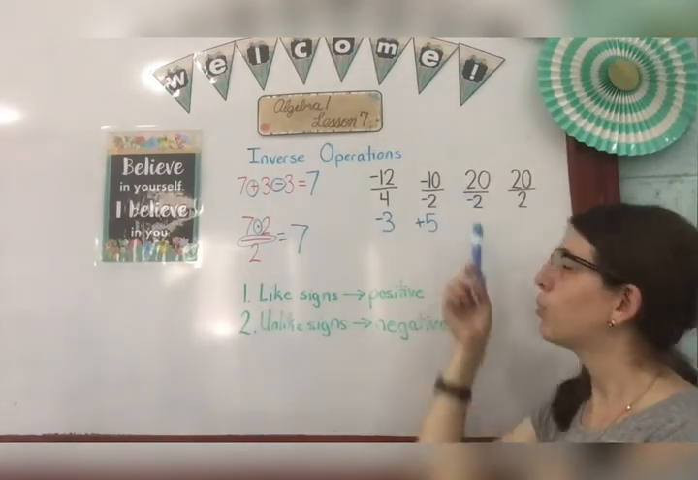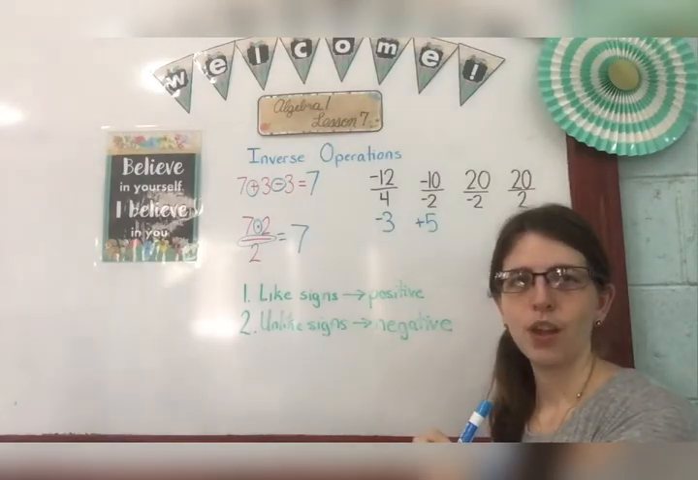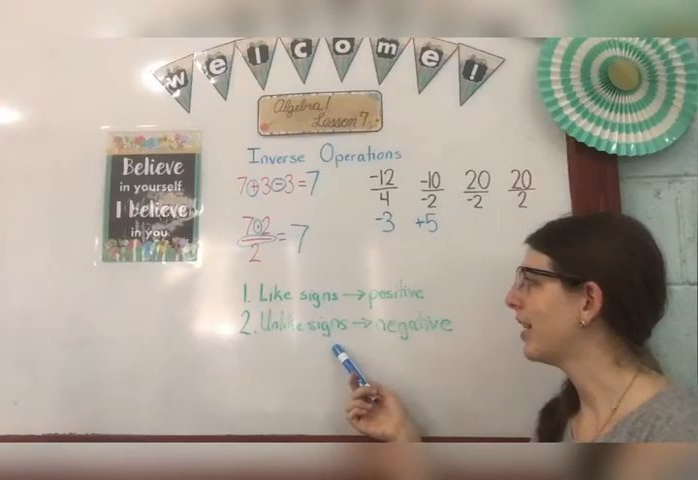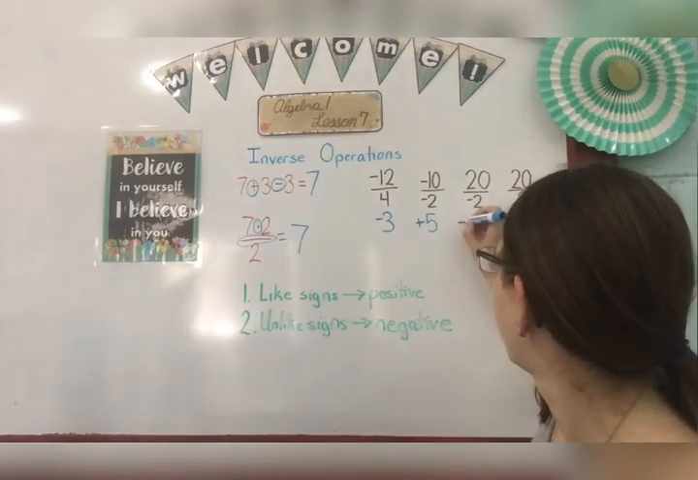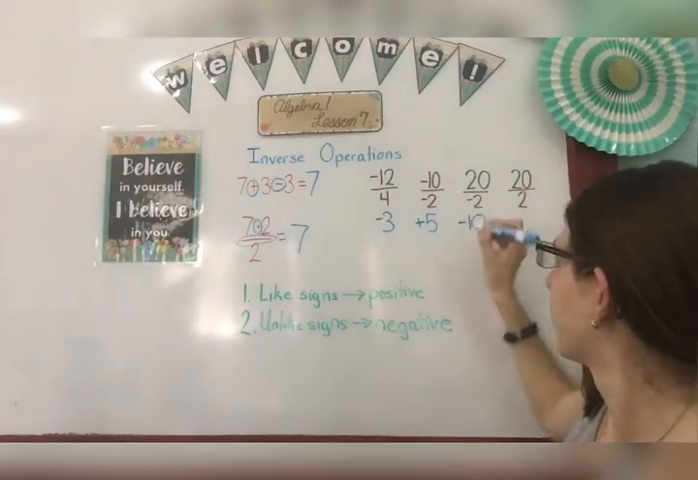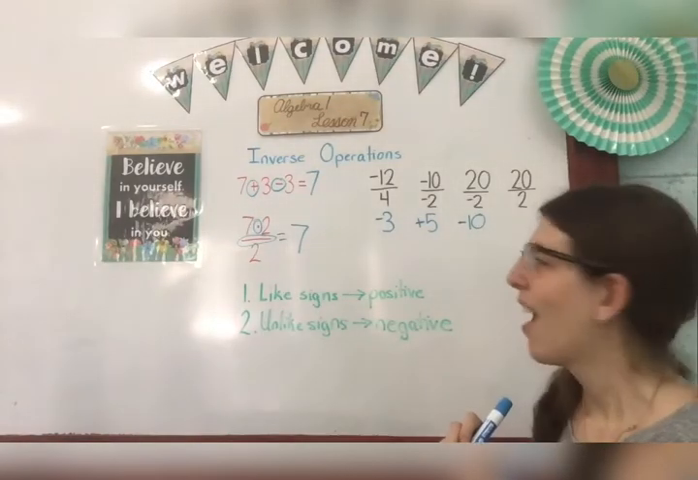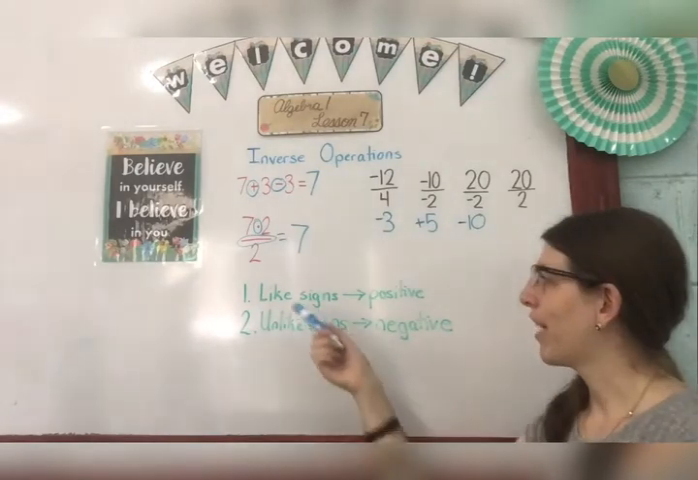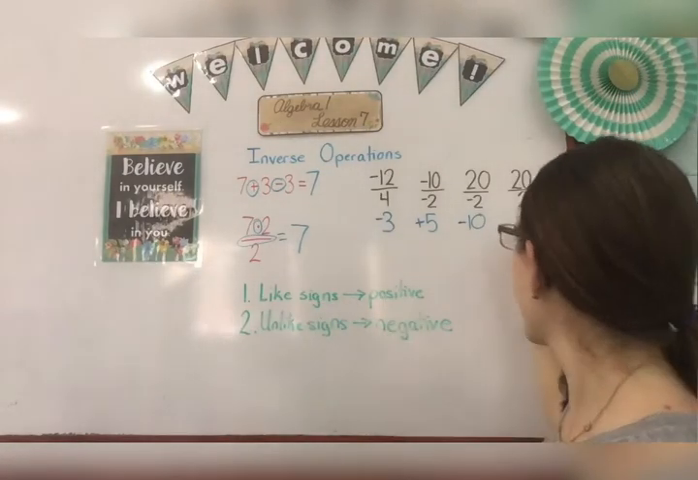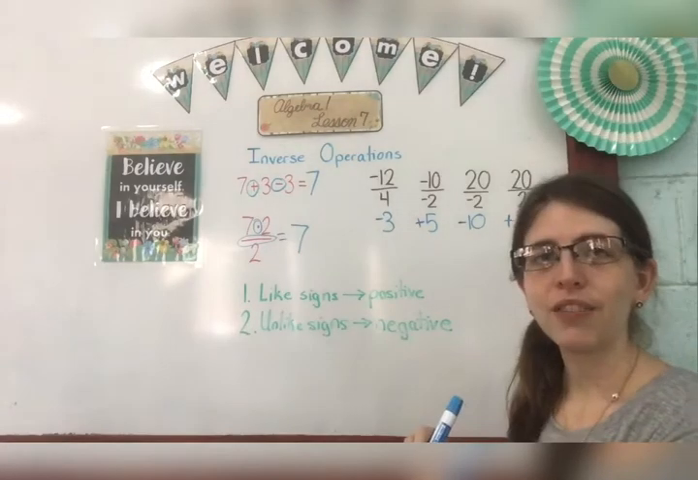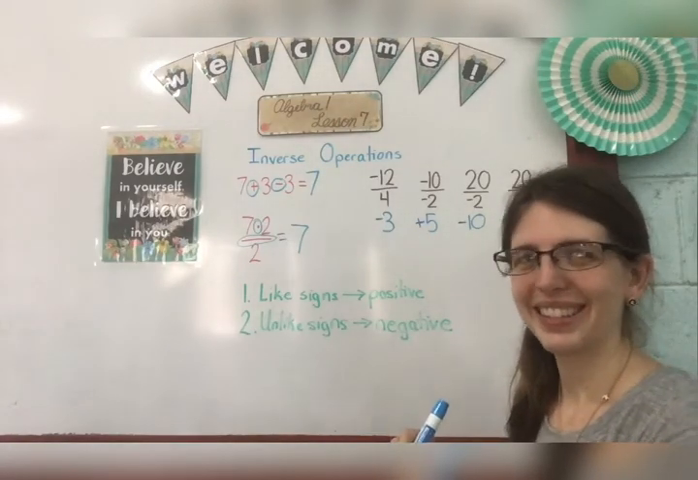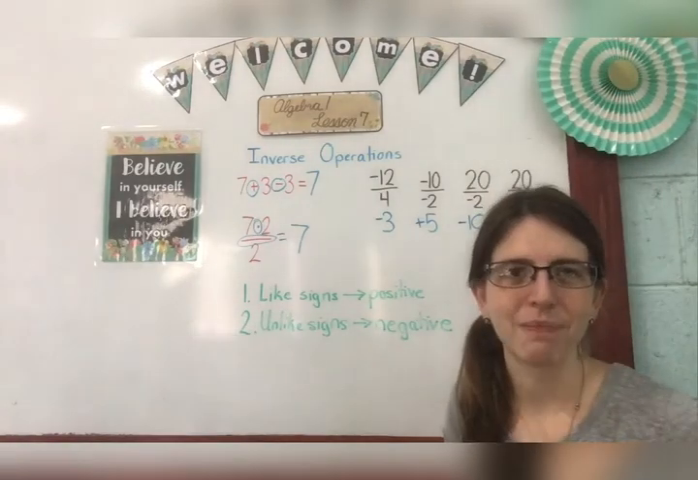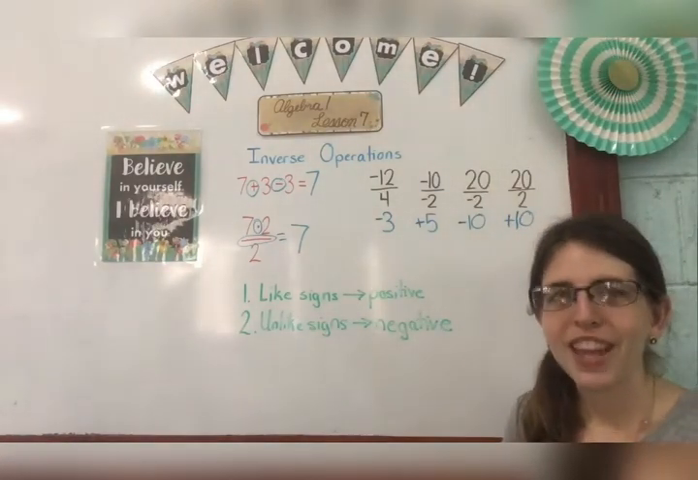What about this one? 20 divided by negative 2. Well, I have a positive number on top, a negative number on the bottom, so I have unlike signs. So my answer will be negative. And I know that 20 divided by 2 is 10. How about positive 20 divided by positive 2? Well, there I have like signs, so my answer will be positive. And 20 divided by 2 is 10. Oops. Okay. Can't see that one. There you go. All right.